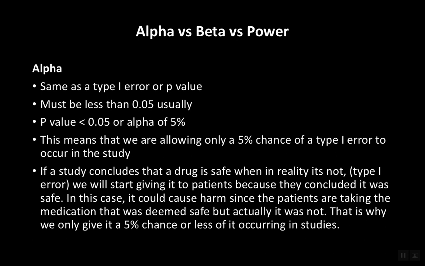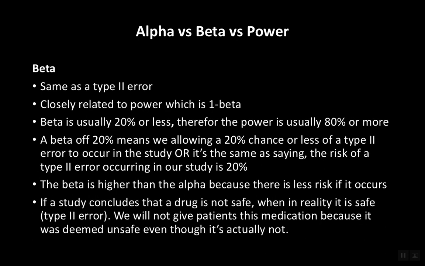Do you get what I'm trying to say? With alpha, the reason why it's so low is that it could lead to harm. That's why we only give it that small percent chance of occurring in studies. So that's why it's usually less than 5%. And you're going to see that beta is the same concept, but it's usually less than 20%. And in this case, we are referring to a type 2 error.